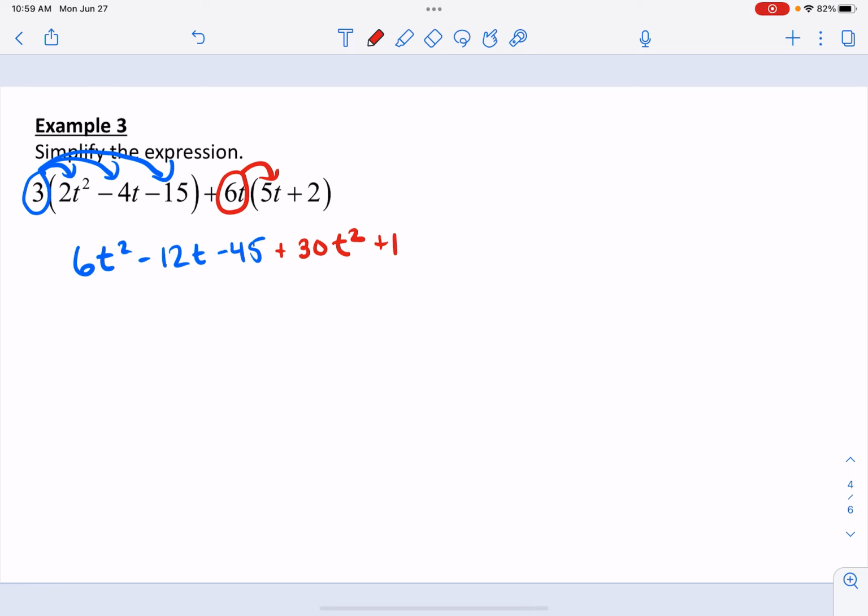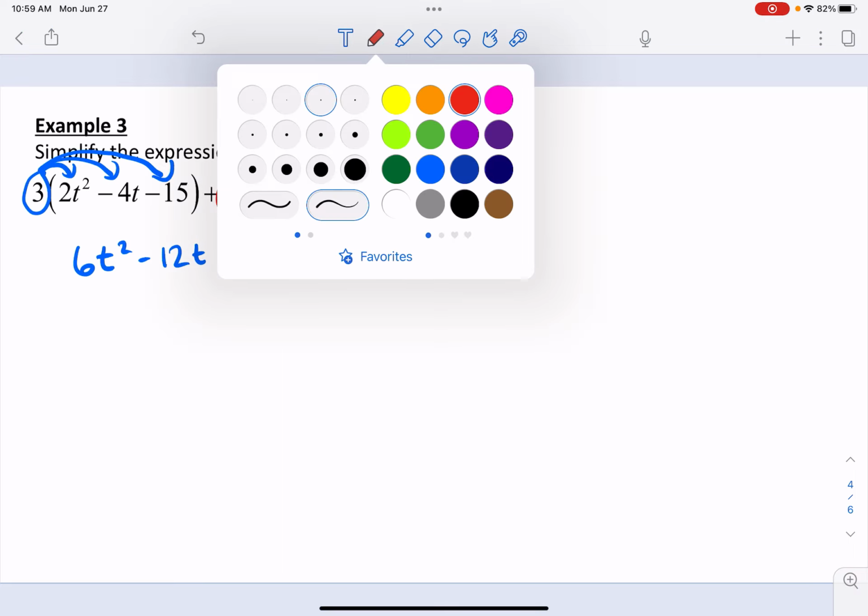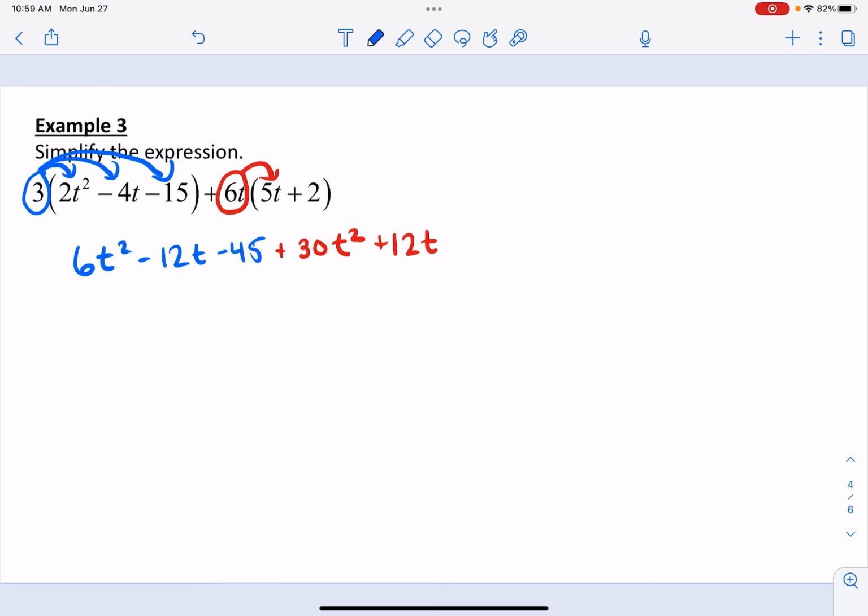6t times 2, that's going to end up being a 12t. So now I combine and I get 36t squared. I've combined those terms. I have a negative 12t plus a 12t. Oh, those go away, so I don't have to write anything for that. And then minus 45.